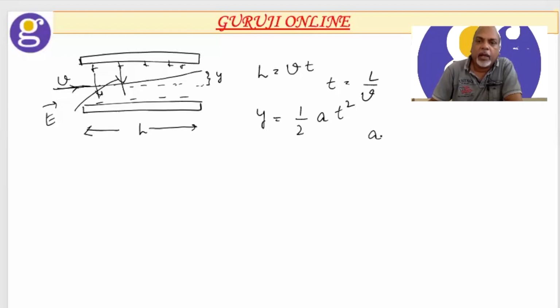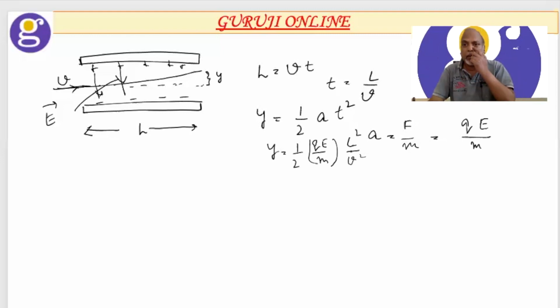What about A? A is nothing but F upon M, and F is nothing but Q into E, that is the force experienced by the electron in the electric field. So this will be nothing but half Q into E upon M, and T square is nothing but L square upon V square. This is the deflection basically you are having due to electric field. Correct?